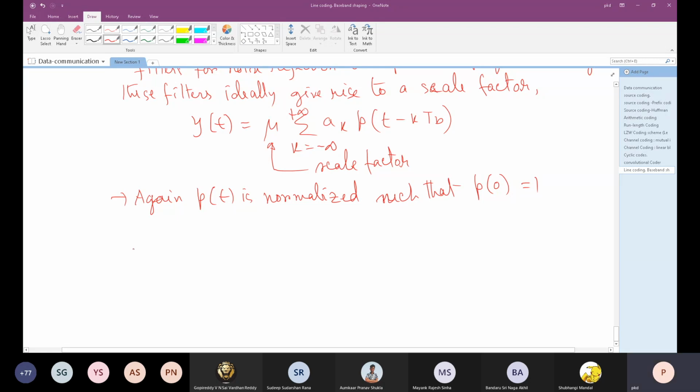Now the sampled version. To see the sampled version, the sampled version of y(t) is given by y(t_i) at the ith sample.